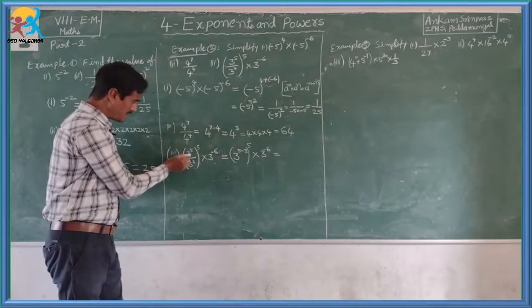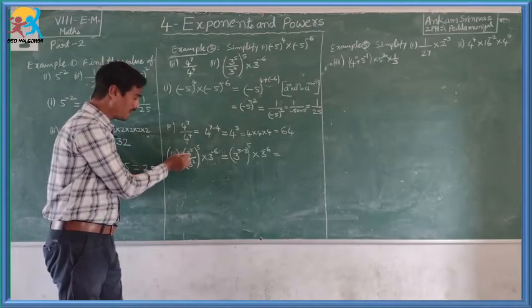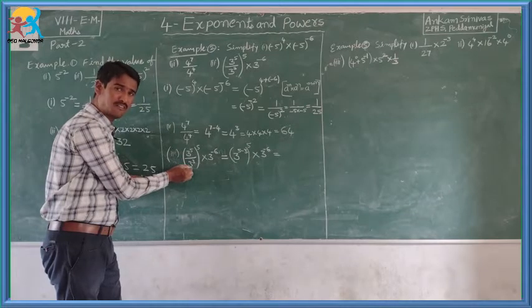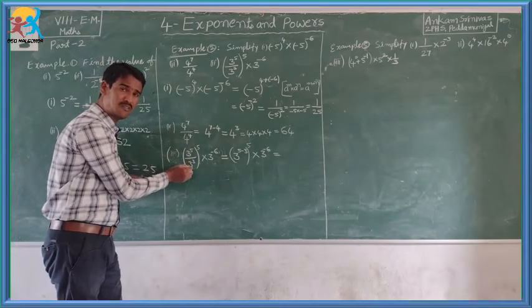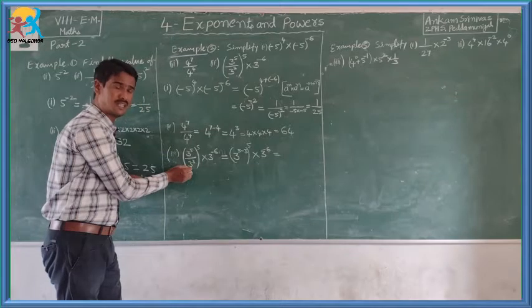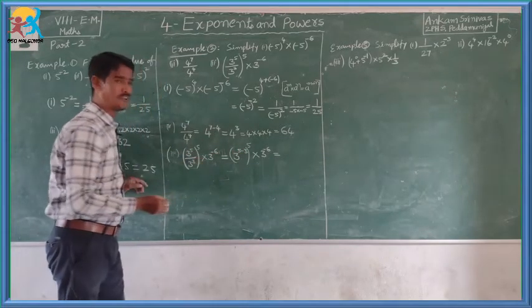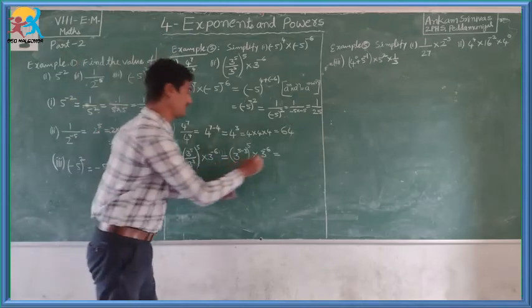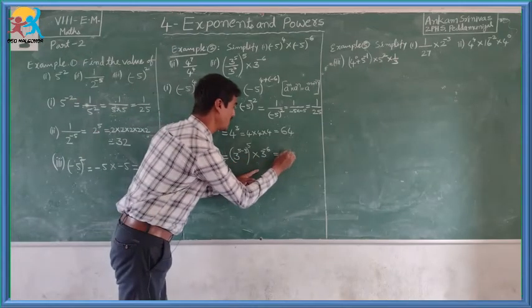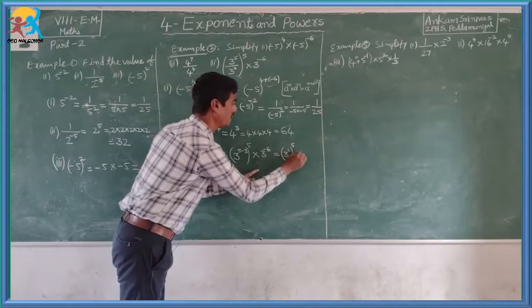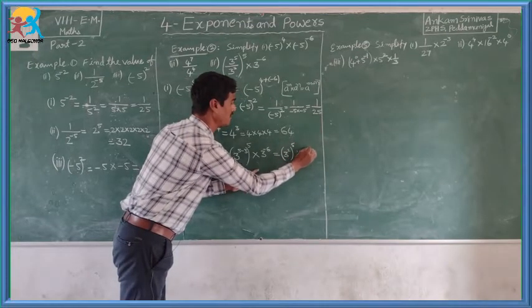Clearly the bases are equal. We are going to divide these two powers. When we divide two powers with the same base, the exponents should be subtracted. 5 minus 3, how much? 2. So 3 power 2 whole power 5 into 3 power minus 6.